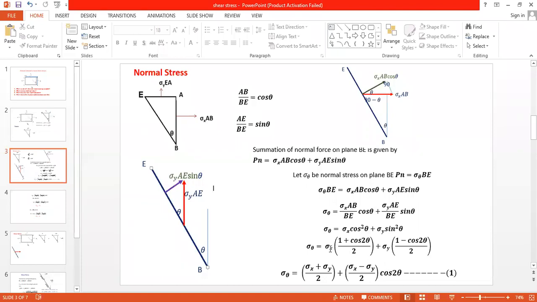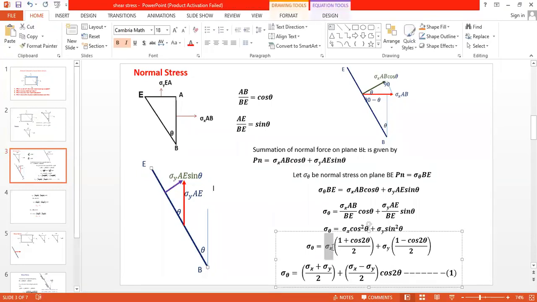Next I will add the terms having cos 2 theta and the terms which don't have cos 2 theta. First term is sigma x by 2. Now next is sigma x cos 2 theta by 2, I will separate out. Here sigma y by 2. Therefore, sigma x by 2 and sigma y by 2, this term becomes (sigma x plus sigma y) by 2. Remaining terms are sigma x cos 2 theta and sigma y cos 2 theta, that is (sigma x minus sigma y) by 2 into cos 2 theta.